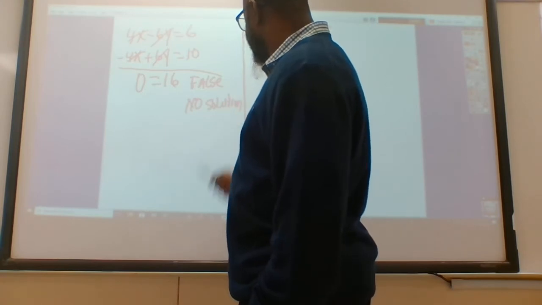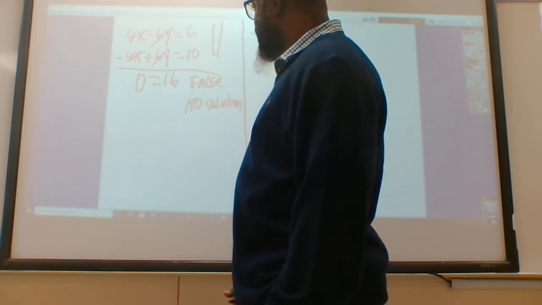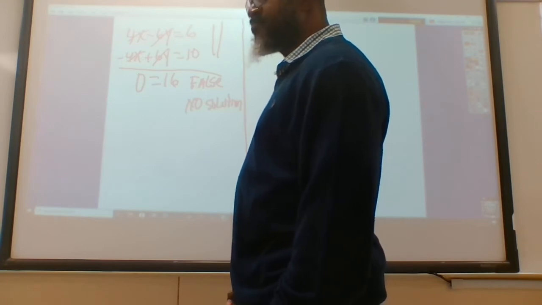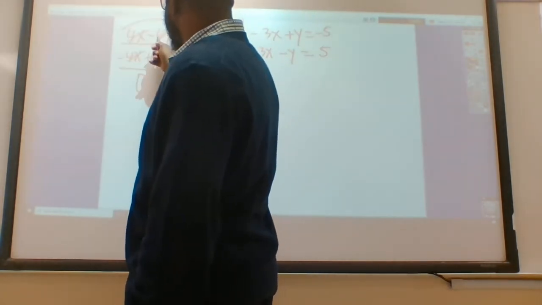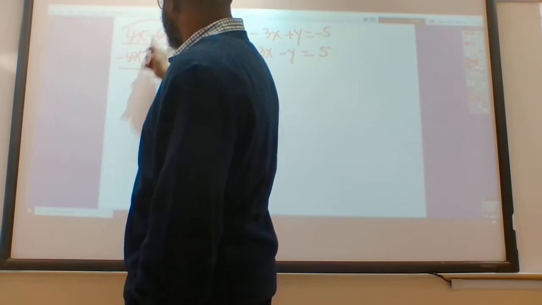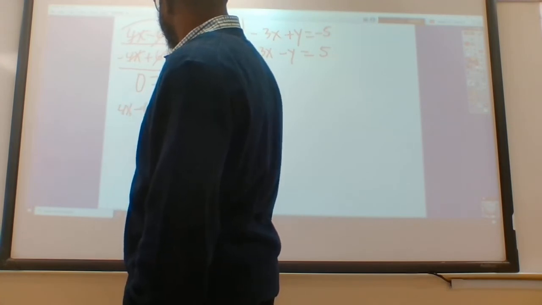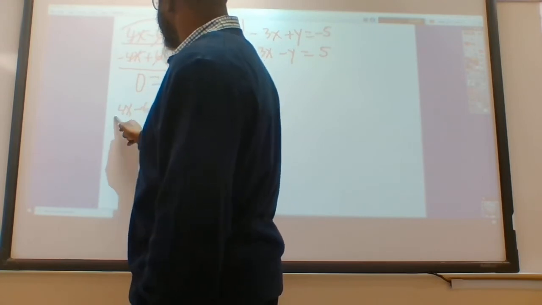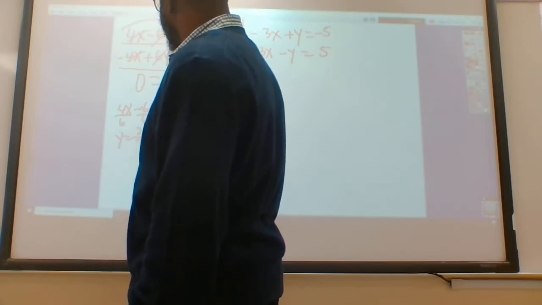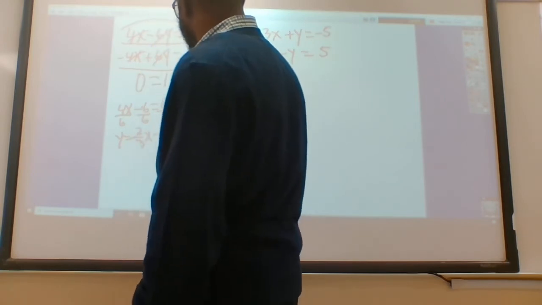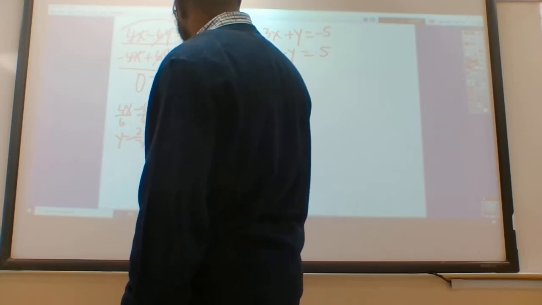So let's see why no solution. If it's no solution, it's because the lines are parallel. So let's put the equation in slope-intercept form to see if they have the same slope and different y-intercept. So let's solve for y in this one. I'm solving for y, I will add 6y on the other side and subtract 6. Then I will have 4x minus 6 is equal to 6y. Then divided by 6. And I will have y is equal to 2/3 x minus 1. In this case, my slope is 2/3 and my b1 is negative 1.